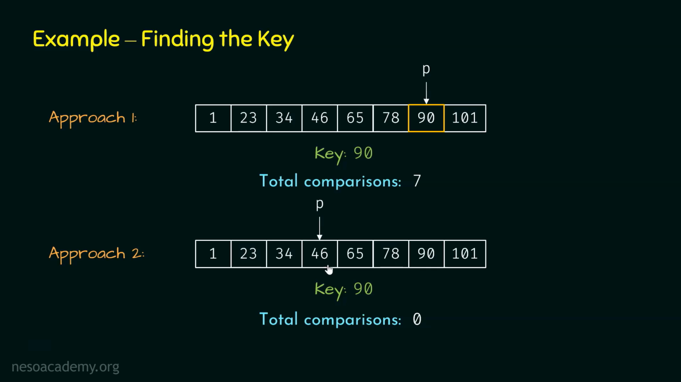Is 46 equal to 90? 46 is not equal to 90. At this point, we are done with one comparison. 46 is not equal to 90, but 90 is greater than 46. We can observe that the list is in ascending order. This means items are arranged in ascending order. This means there is no chance that 90 can appear before 46. This means this half of the list can be eliminated.